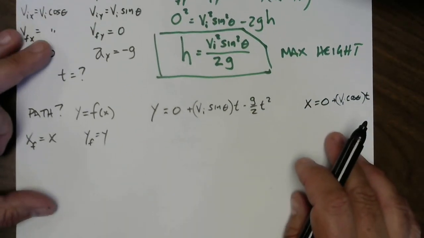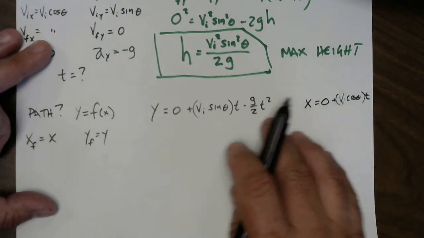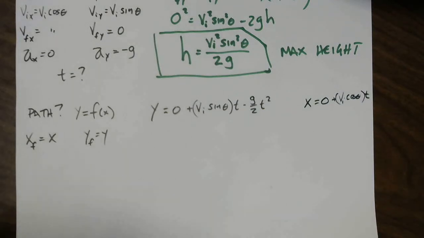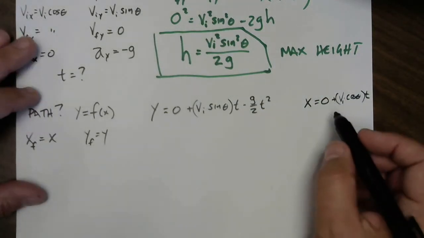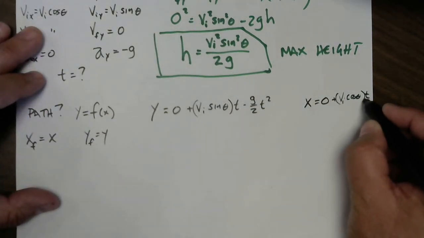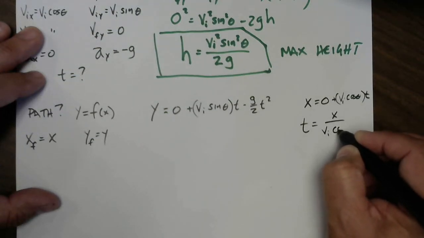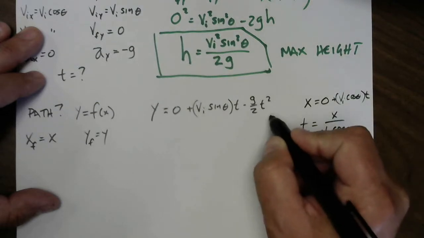But in math class, they often want to know, how does x vary with y or y with x? And you need to get rid of your parameter. The parameter in this case actually has a meaning. It is the passage of time. But let's just do this. To solve this for time, t equals x over vi cos theta. And we're going to substitute that in.